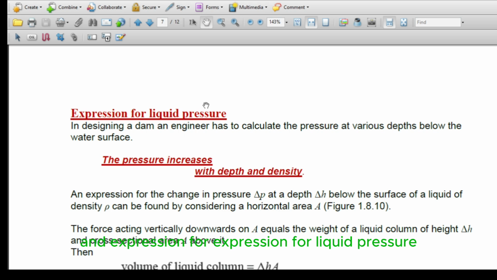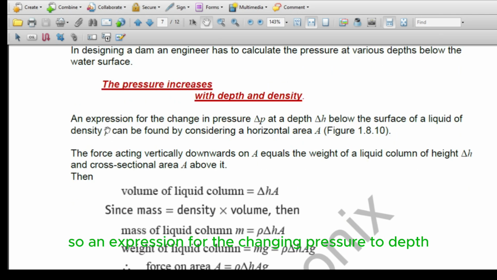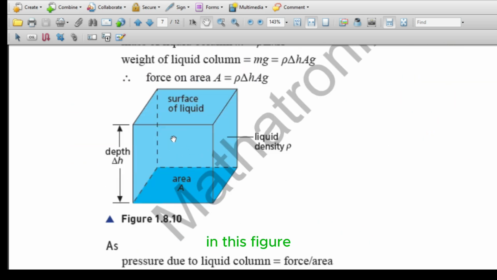Expression for liquid pressure. In designing a dam, an engineer has to calculate the pressure at various depths below the water surface. The pressure increases with depth and density. So an expression for the change in pressure at a depth below the surface of a liquid of density rho can be found by considering a horizontal area. In this figure, this is the base area and this is the height. So at various depth levels, this pressure will be different.